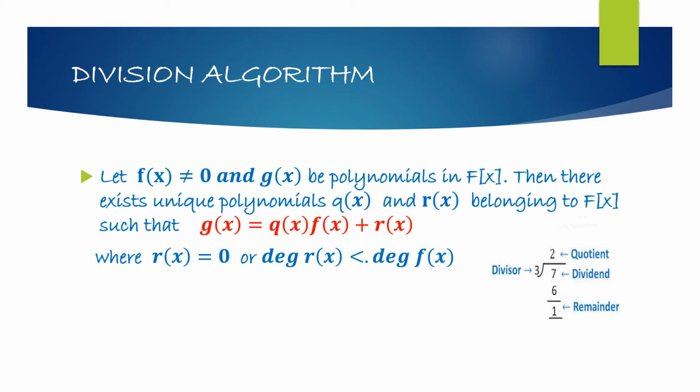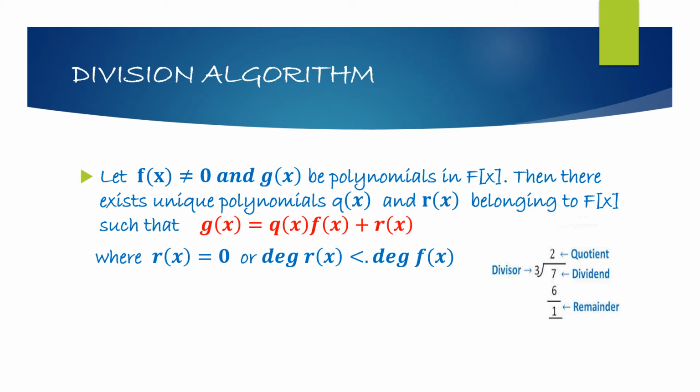So that's why you stop the process. The dividing process will be stopped when the remainder is equal to 0 or the degree of the remainder is less than the degree of the divisor. So here f of x is the divisor, g of x is the function, q of x is the quotient, and r of x is the remainder. Is that clear? So that's why here it is mentioned that the divisor should not be equal to 0. Suppose if I'm going to divide this g of x by 0, what will be my answer? It will be undefined.